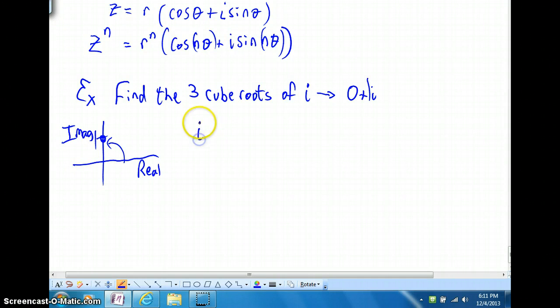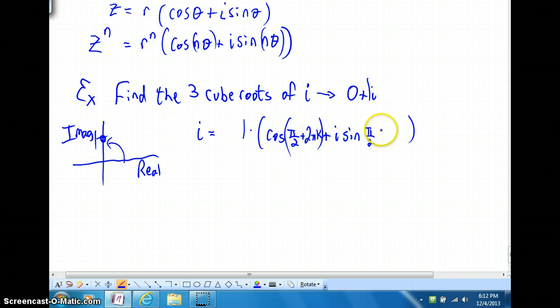So i, if we were to write that in polar form, it would be a radius of 1 times the cosine of pi over 2 plus i sine of pi over 2. Now you might have noticed I also have put quite a bit of extra space there. Hopefully you know as well that pi over 2 is just one angle that would be terminating at the point that we'd like to. We could just as well have written plus 2 pi k.